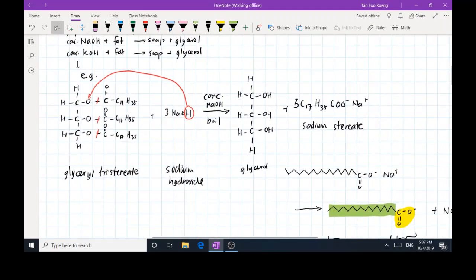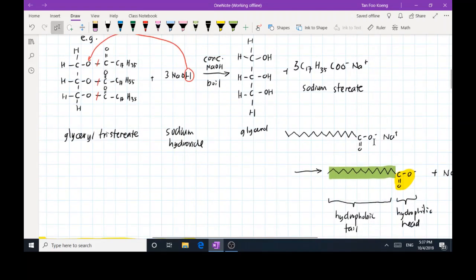If you ask me whether the equation is important, I would say yes. At least you need to know what the reactants are, what the byproduct is, and what the product is. And there are two parts in the soap molecules that enable it to become a good cleansing agent. One is a hydrophobic tail, the other is a hydrophilic head. And the Na plus here, or the K plus here, is not involved in the cleansing action at all.